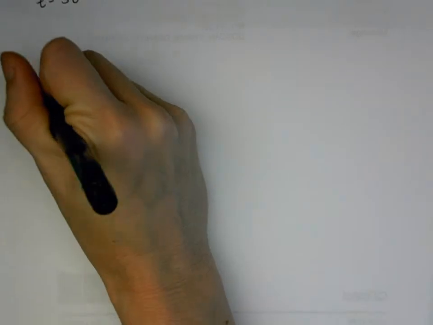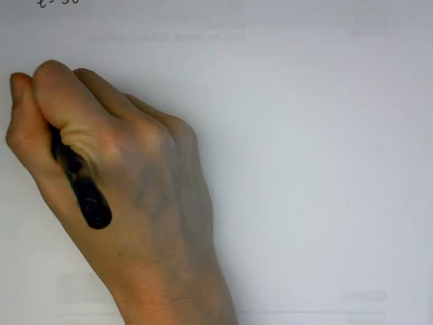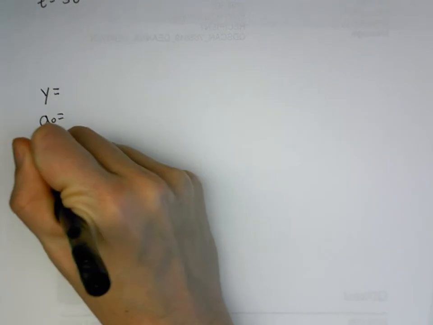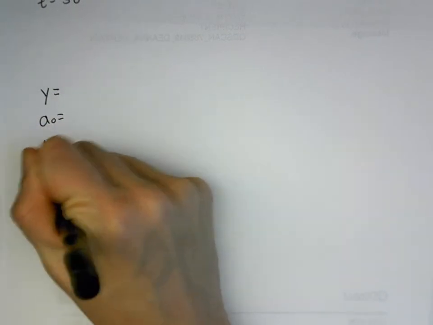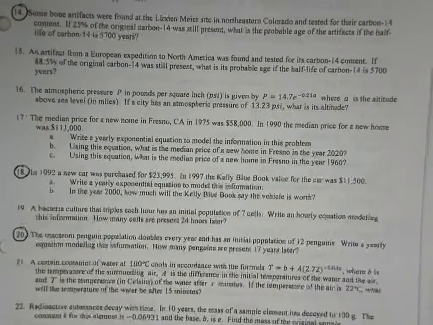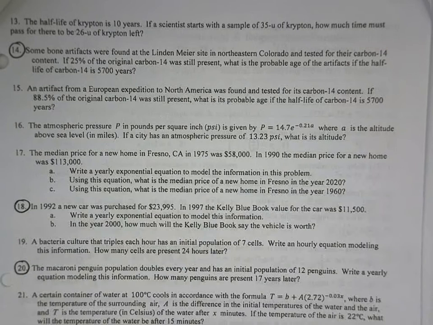Okay, so here we go. We're trying to identify those pieces, right? Our y, our a naught, or our initial value, our b, our K, and our T. Same thing. We want to start with here, what is my A naught? What initial sample do I have in this particular case?